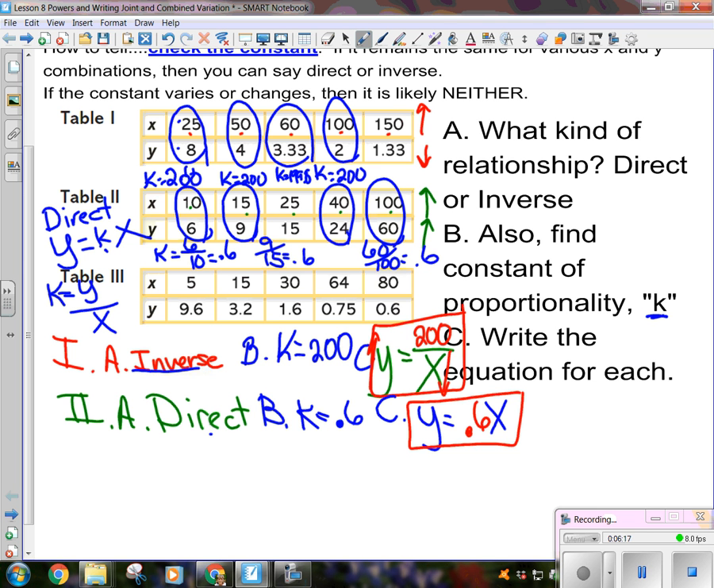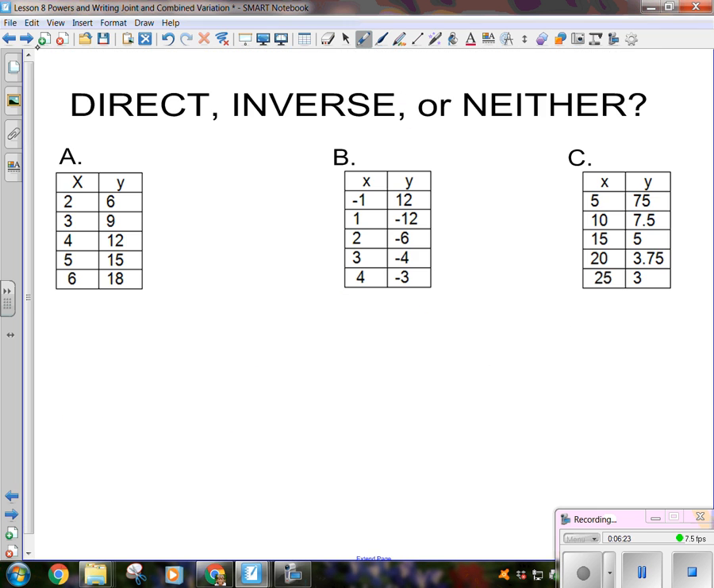All right. I'm going to let you give it a shot. I'm going to let you finish table 3. And I want you to go to the bottom of your sheet, and there's 3 tables. I'll give you a hint. There's at least one neither that's going to show up. Okay? It might be B. It might not be.